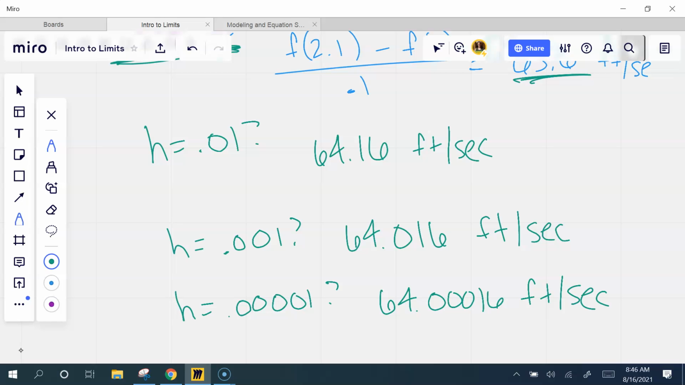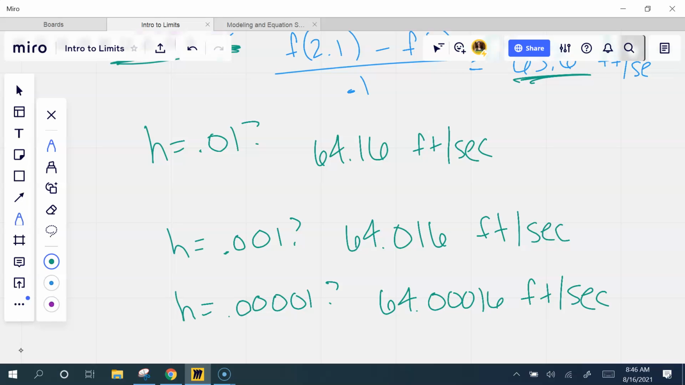It never will be exactly that way, but as I approach 2, as I get closer and closer to that distance, remember what I'm doing. I'm trying to find the speed at 2. I'm trying to get the distance between the two points to be as close to 0 as I can get, because I know I can't actually be 0, because 0 would be undefined, right? But I can get super close. And the closer I get, the closer I see these numbers coming to what? 64.